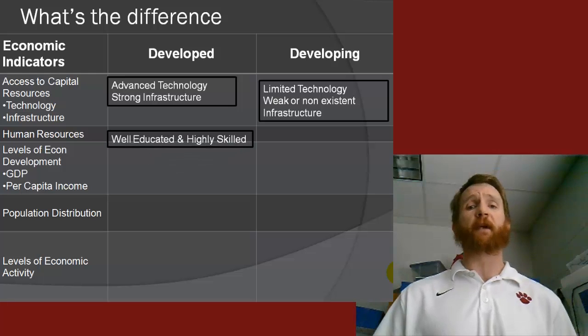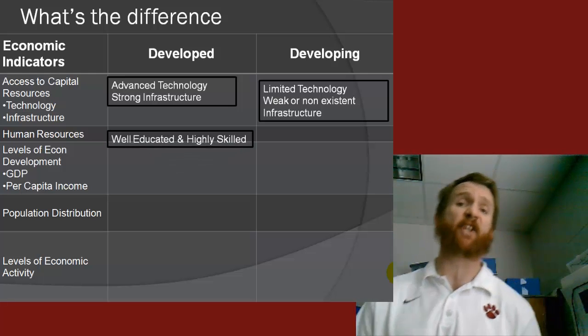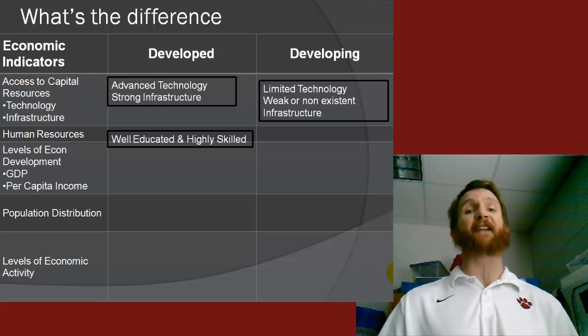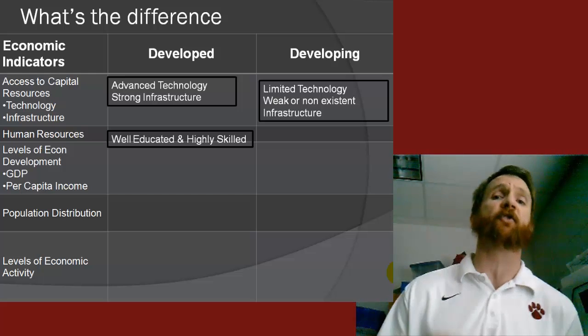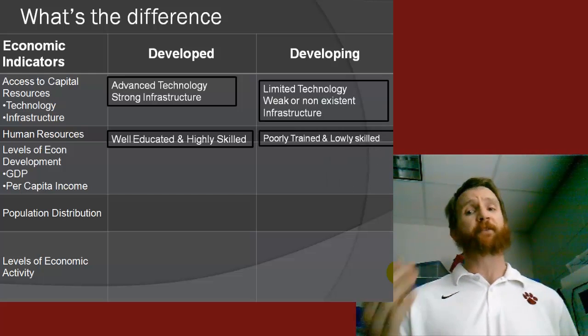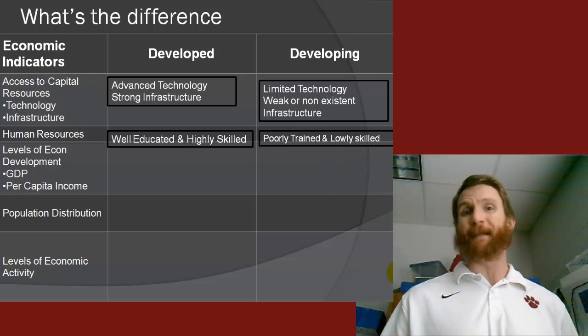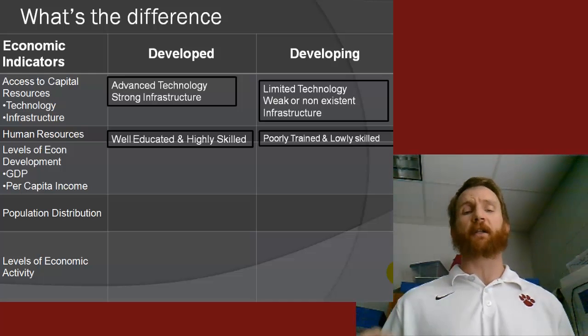Okay? Human resources. In developed countries, human resources are very highly educated and very highly skilled. So we're talking at least a high school diploma, and we're talking very highly skilled and able to do a lot of different jobs, very highly specialized. Developing countries are poorly trained. 8th grade education is typically the max, or the average, rather, and they're very lowly skilled.